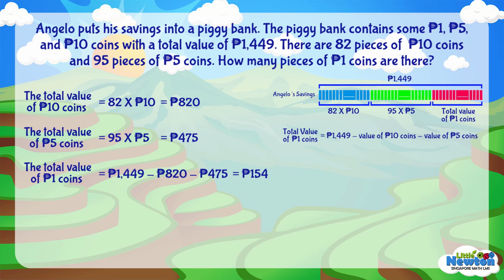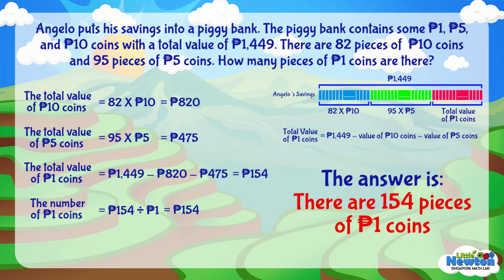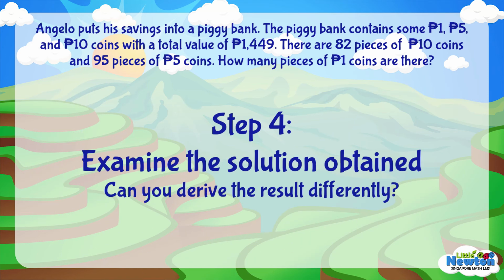We know the whole and the value of 1 part. To find the number of parts, we use the whole divided by the value of 1 part. The number of 1 peso coins is equal to 154 pesos divided by 1 peso equals 154. Hence, there are 154 pieces of 1 peso coins. Let's move on to check our answer and ensure it is correct.